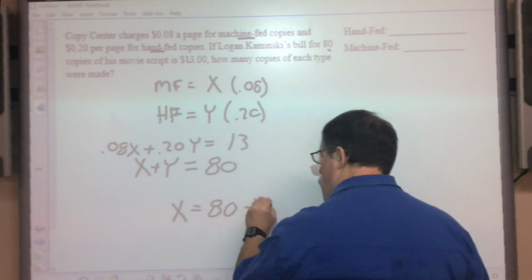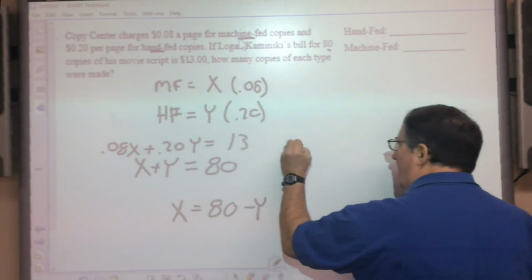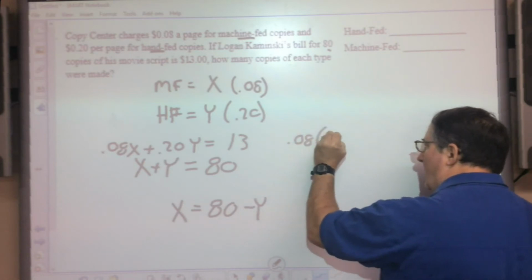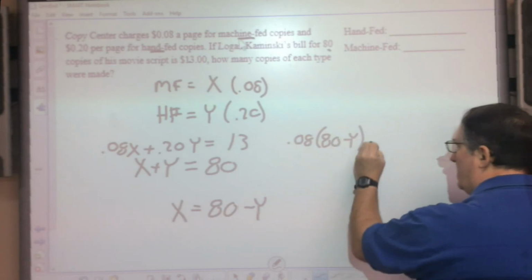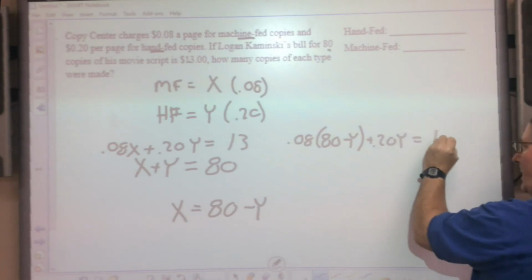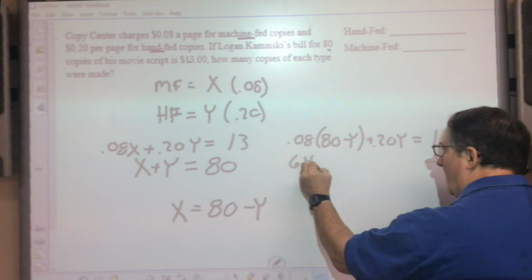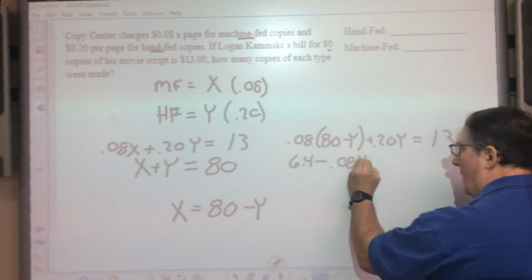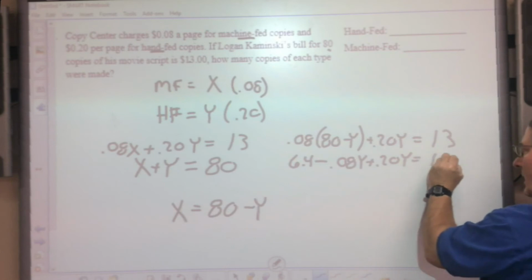Take one of the formulas and solve for one of the unknowns. We're just going to solve for x in the easier of the two formulas. And then we're going to plug the 80 minus y into the x on the first formula. So we're just going to go ahead and substitute, plug it in there. And then we are going to simplify the formula. 0.08 times 80 is 6.4 minus 0.08y plus 0.20y is equal to 13.